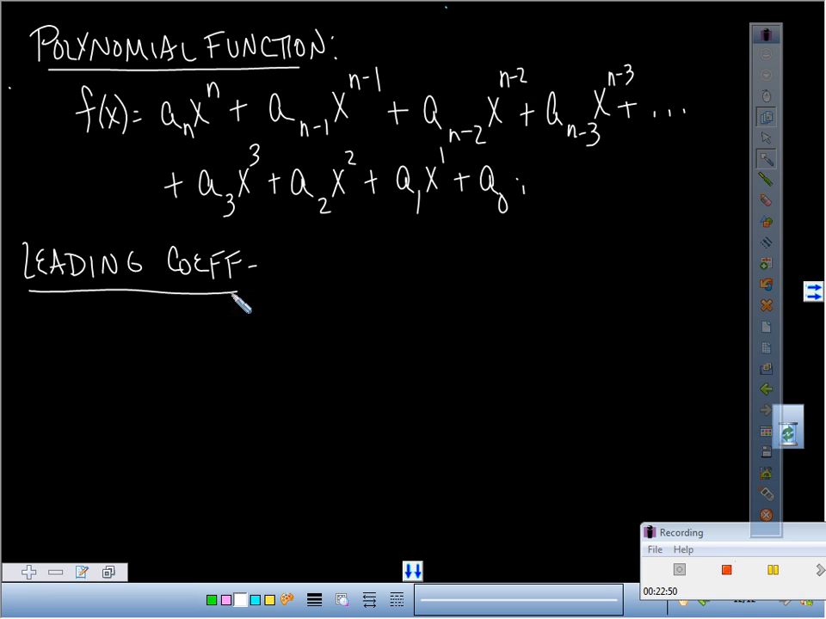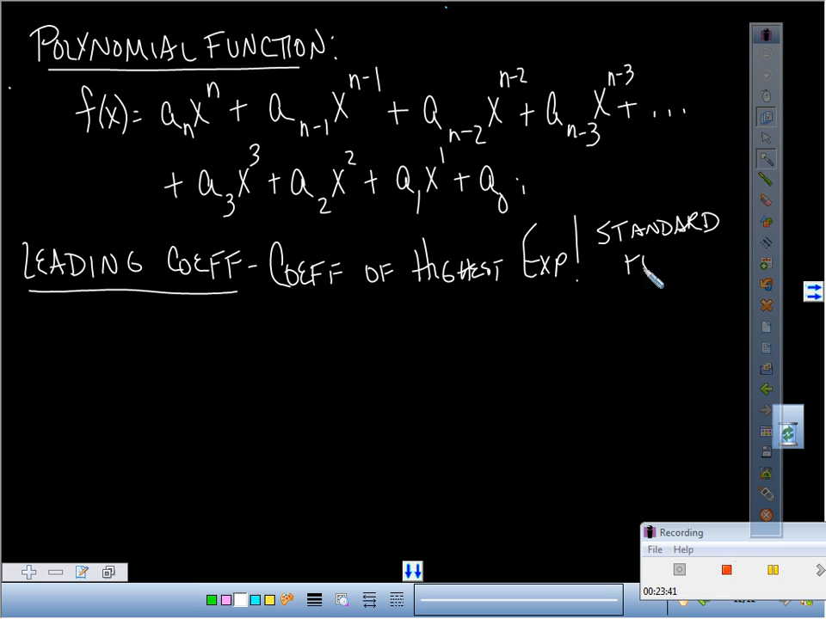Exponent. Okay? So the leading coefficient is actually the coefficient of the highest exponent. Okay? The coefficient of the highest exponent. Now, why do they call it a leading coefficient? Because, y'all, when it's in standard form, he is the leader. Okay? He is the leader.